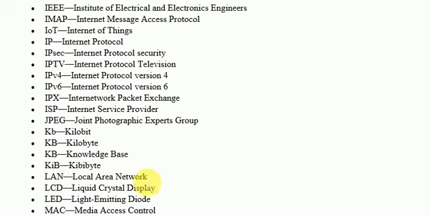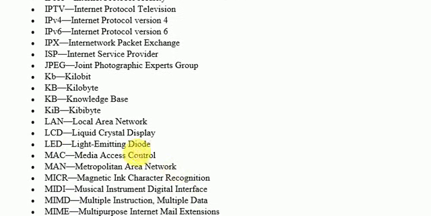Then LAN, we know very well LAN, MAN, WAN. LAN is a local area network. LCD display. Nowadays LCD as well as LED TVs are available. LCD stands for liquid crystal display. LED stands for light emitting diode. Nowadays everyone uses LED lights in our homes.